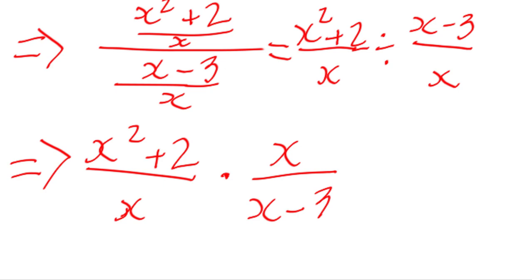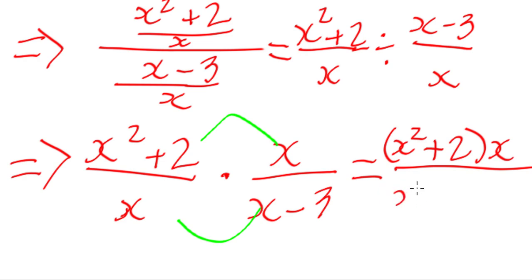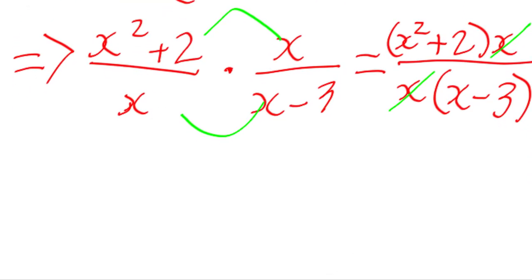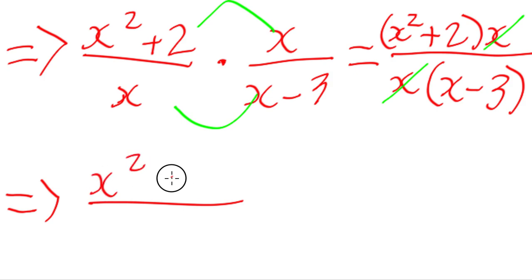So clearly you can see that we can cancel the x. If you really want to make sure, let me make a different color. Again, multiply numerator to numerator, denominator to denominator. What we have is x squared plus 2 times x all over x times x minus 3. So clearly we can divide x over x, which gives us 1. What is left is our final answer, which is equal to x squared plus 2 all over x minus 3.